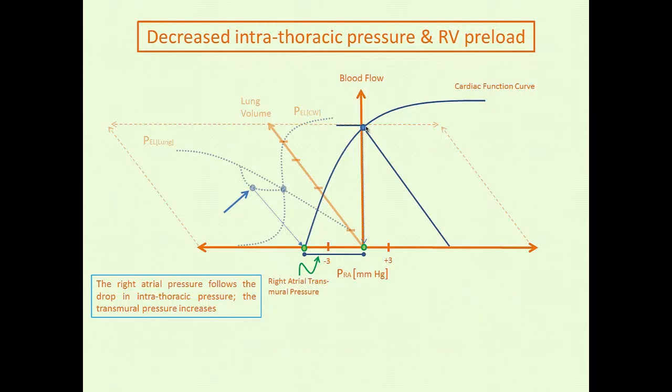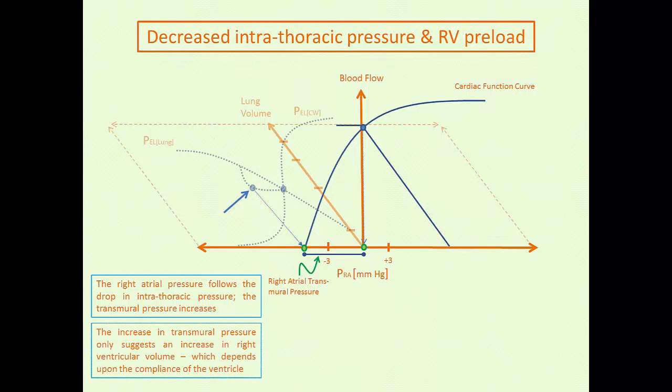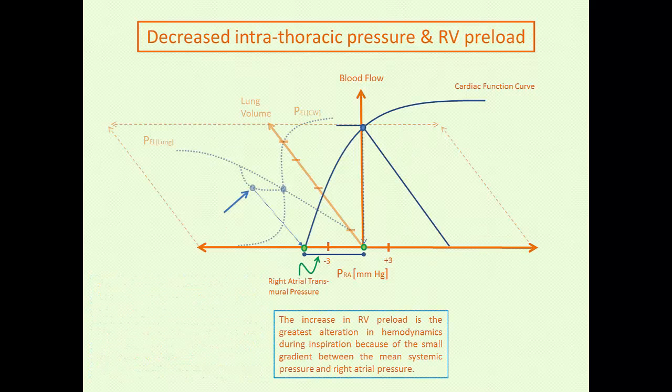So now, even though the right atrial pressure has dropped, and you can see from here to here right atrial pressure is dropping, but cardiac output is increasing, and the distending pressure of the right atrium is increasing, which tends to suggest that the right atrium and right ventricle during diastole, of course, will distend. And as I mentioned, the increase in transmural pressure only suggests an increase in right ventricular volume, and that depends upon the compliance.